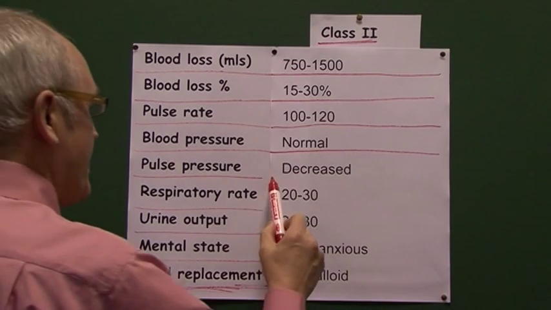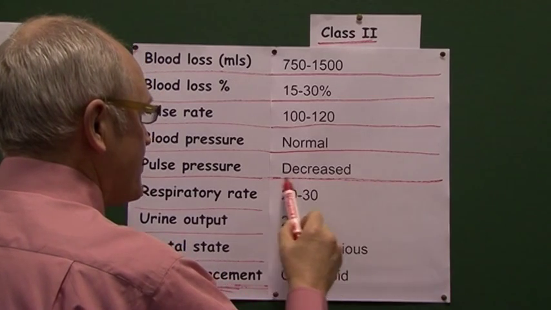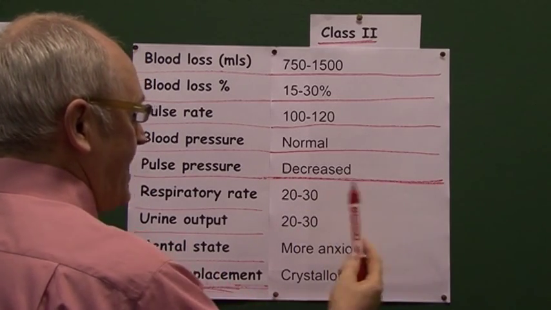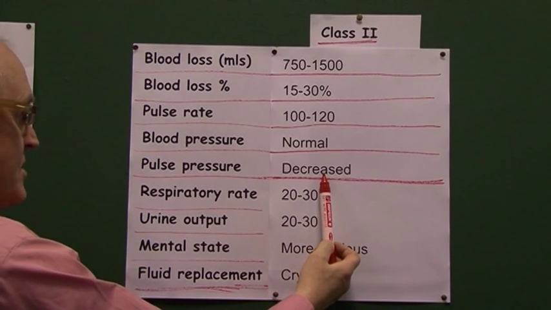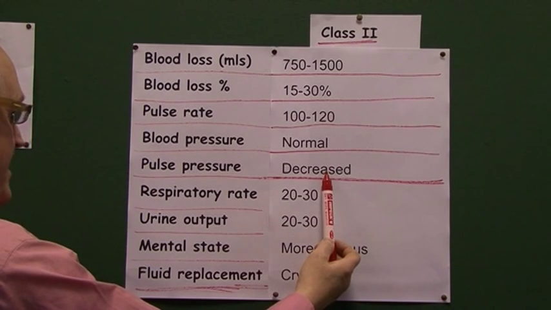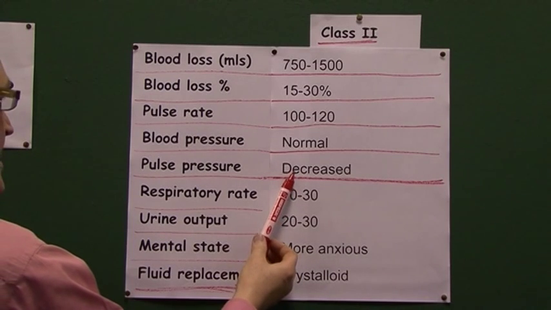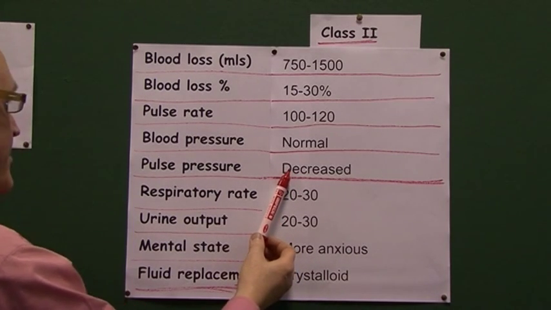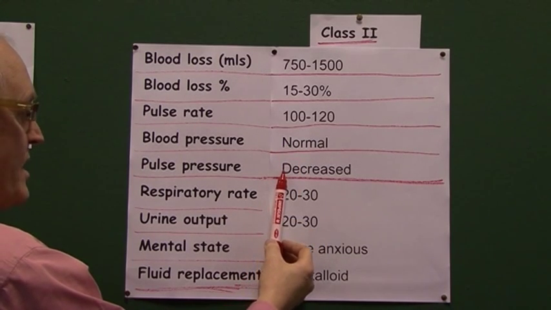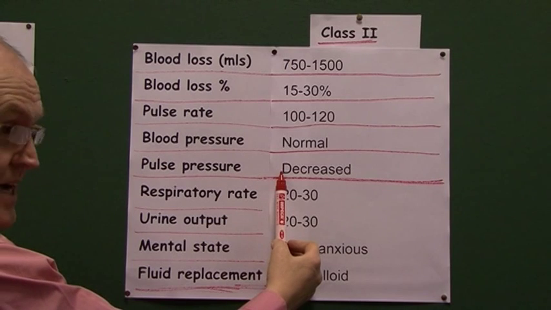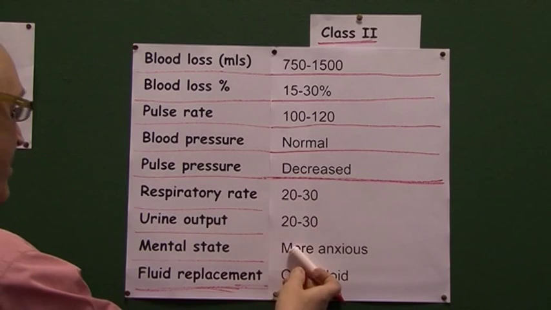And the pulse pressure can still be decreased, it can still be less than normal because of the catecholamines, the adrenaline and the noradrenaline contracting the small blood vessels, maintaining or indeed increasing the pulse pressure. So the pulse pressure has decreased, not because the systolic pressure has changed, that's still normal, but because the diastolic pressure has increased. And the increase in the diastolic pressure has caused the decrease in the pulse pressure.